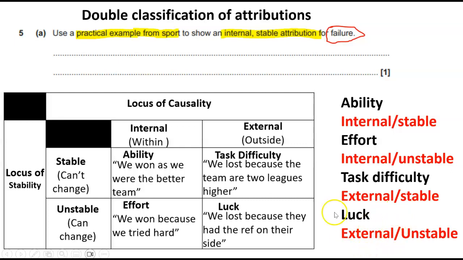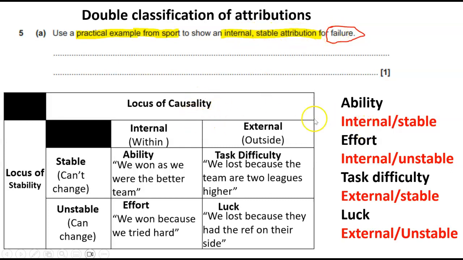So that puts us into a position where we are now able to use the subject knowledge from Weiner's attribution model to be able to double classify our attribution types, which are ability, effort, task difficulty, and luck. And then we can go back up to this exam question here, where it's asking us to say, okay, so what we've got now is this situation whereby it's saying use a practical example from sport, show an internal, stable attribution for failure.